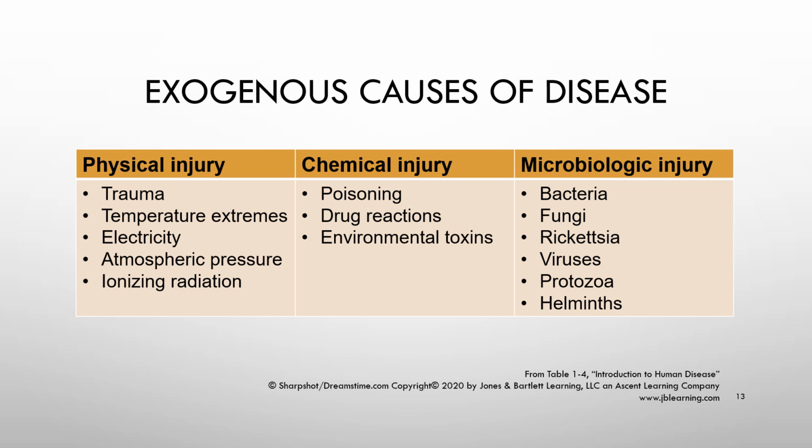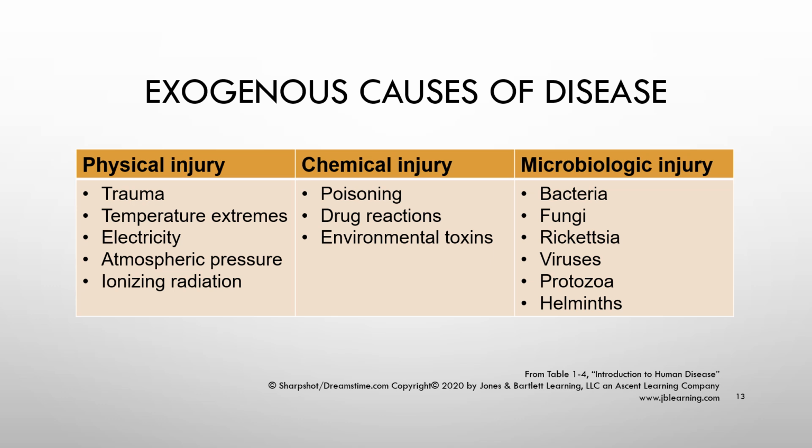Physical injuries are usually the easiest to understand because they're very concrete, sometimes literal. Trauma can include things like blunt force, sharp injuries, or repetitive stress. Temperature extremes remind us that cells have a very narrow comfort zone. Too hot or too cold, and proteins start behaving badly.